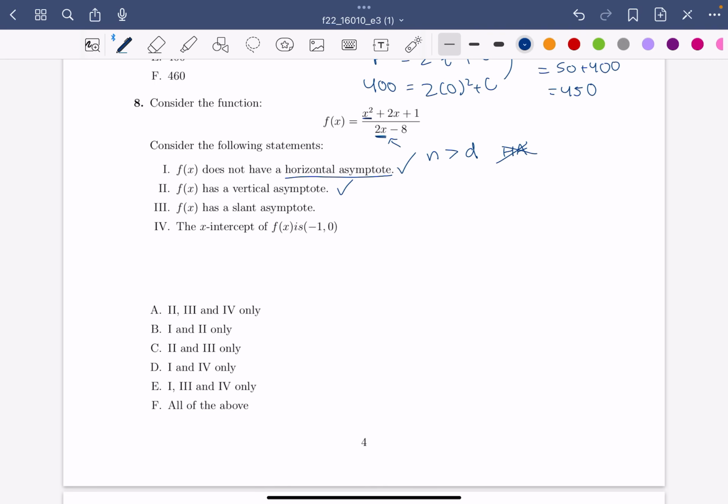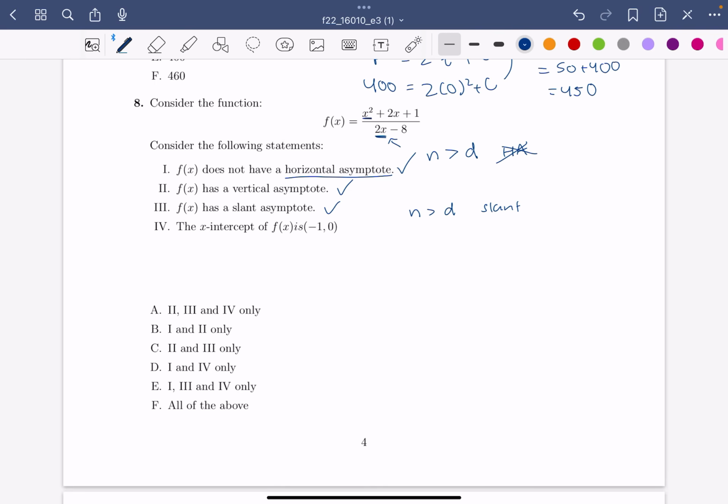Number 3, f(x) has a slant asymptote. If there's not a horizontal one, there is usually a slant one. If the numerator's degree is greater than the denominator's, then there is a slant, which means that when we proved the first one, we inadvertently also proved the third statement true. So f(x) has a slant asymptote.